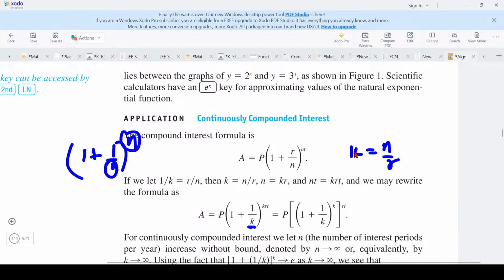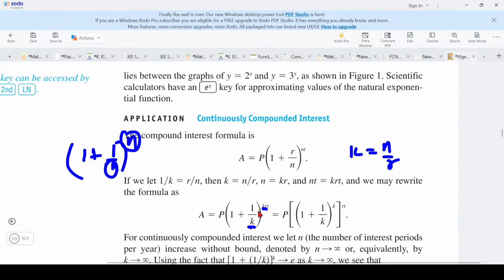K is not any big thing. K equals N by R. Then what is N? N is KR. So that's what he is doing. N by R, if you write it as K, then what will N become? N becomes KR. That's what he has done. Nothing else. Now we agree, no? You can write it like this, right?